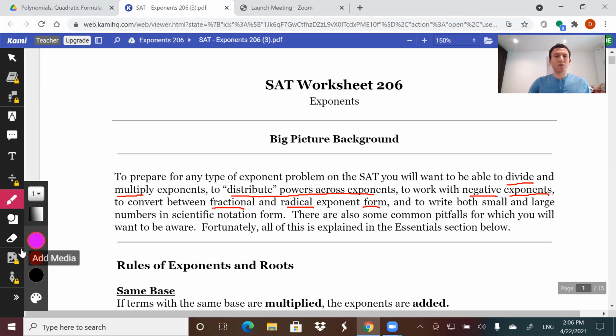So when it comes to exponents, the test expects you to know 4 things really well. And don't worry, we'll cover exactly what the 4 things are and look at exactly how they present themselves on the test. But the things you want to be able to do: you want to know how to divide and multiply exponents. You want to know how to distribute powers across exponents. You need to know how to work with negative exponents. And last but not least, you need to be able to convert back and forth between fractional and radical form for exponents.